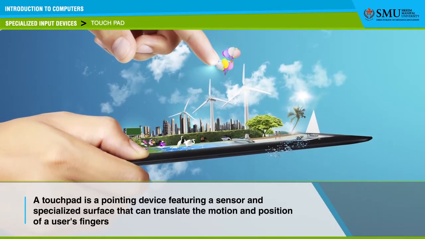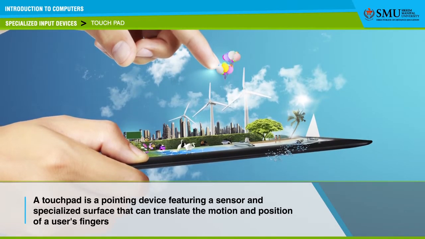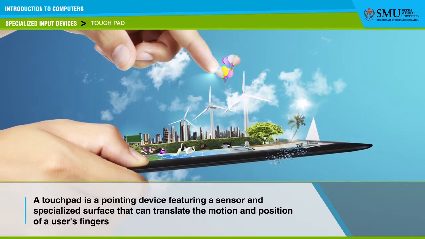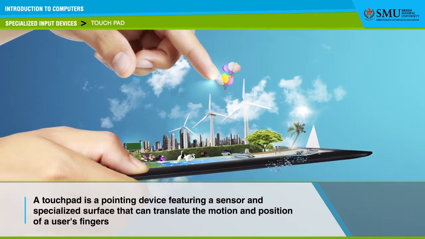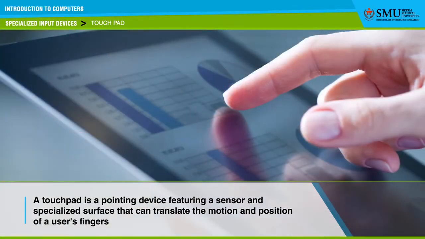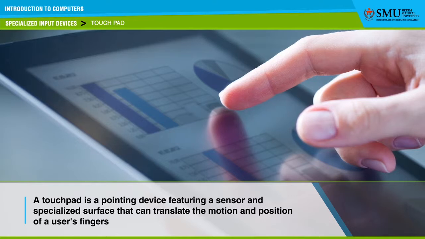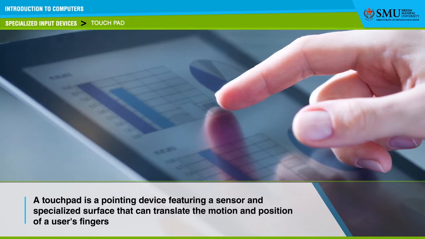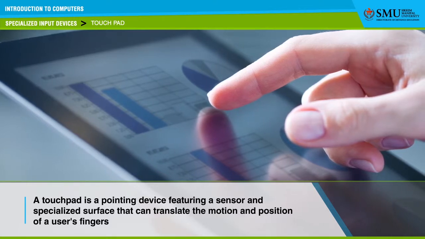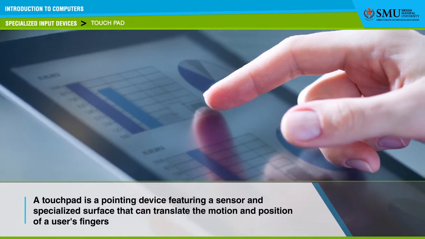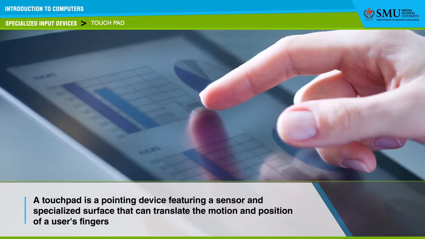A touchpad is a pointing device featuring a sensor and specialized surface that can translate the motion and position of a user's fingers to a relative position. Most laptop computers today have a touchpad pointing device. The on-screen cursor is moved by sliding the finger on the surface of the touchpad. The buttons are located below the touchpad.